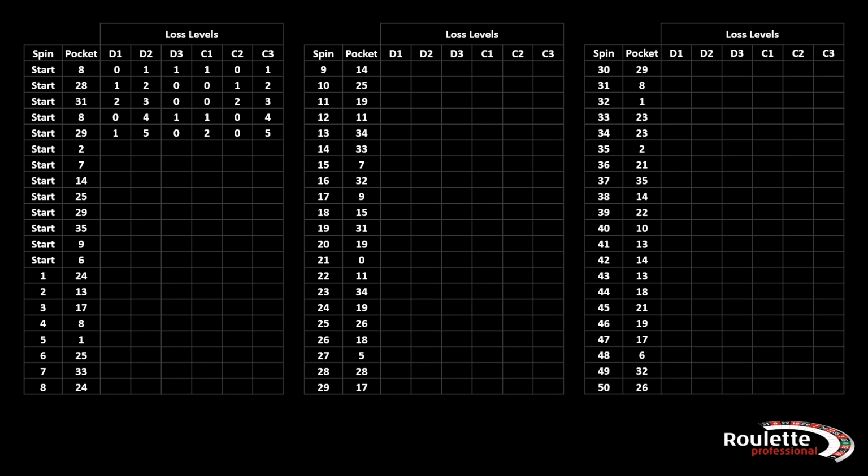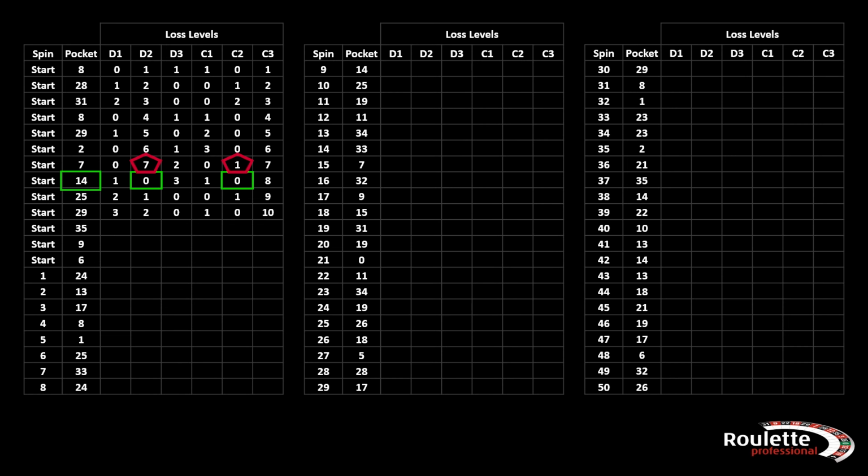On the second entry, 28-1, so the third dozen and first column are set to 0, and all other sets are incremented by 1. Let's run forward a bit. Upon a win, we record the loss level from the previous spin. So in the case of the 14 winning, we can see the second dozen was at loss level 7, and column 2 was at loss level 1.